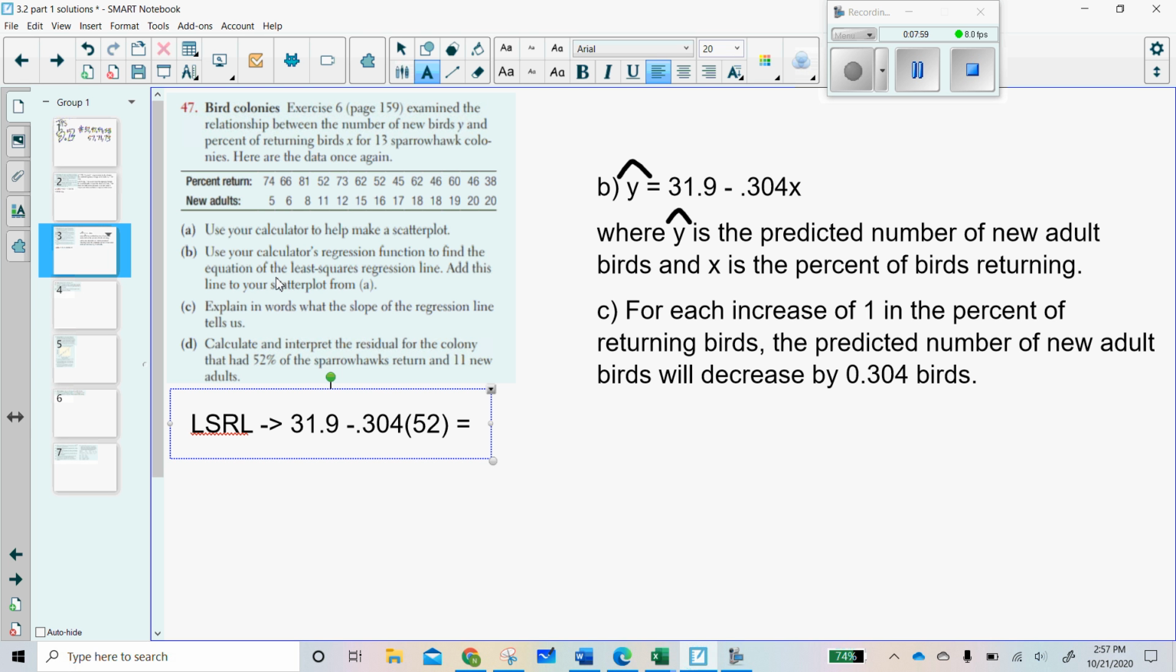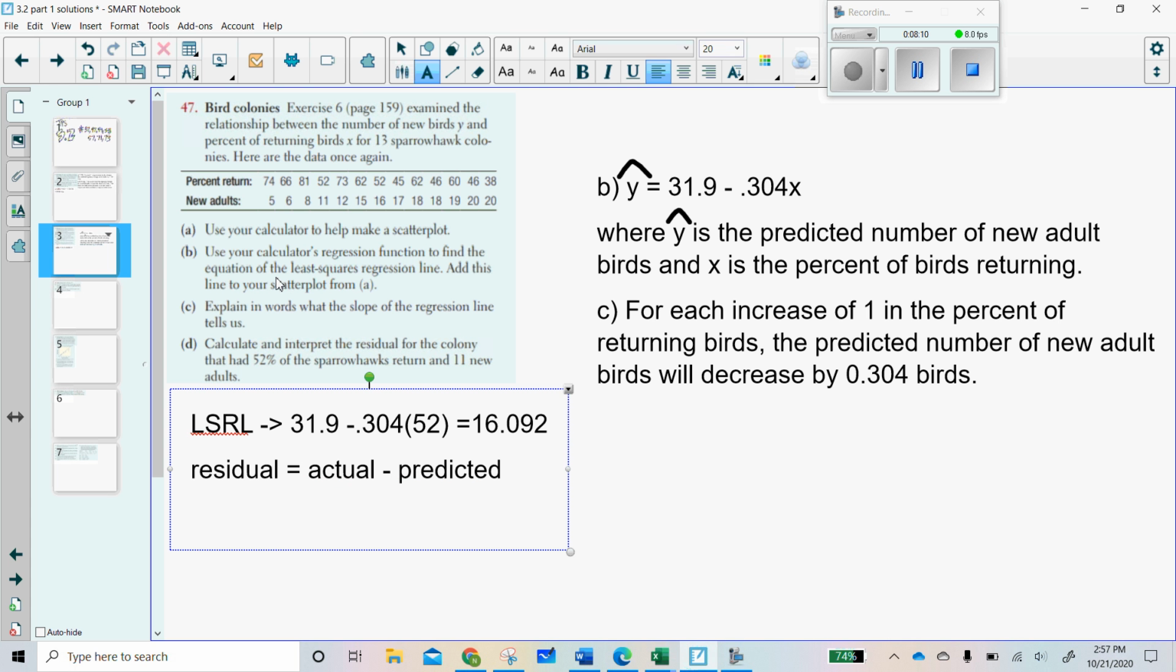And that gives me 16.092. And then remember the residual is equal to actual minus predicted. So I'm going to do the actual one for 52% is right here. It was 11. See that up in the table? So I'm going to do 11 minus 16.092. And I get negative 5.092. Now, it did ask you to interpret, so don't just calculate and stop.